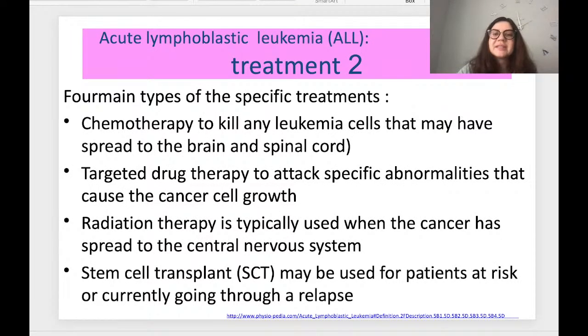Four main types of specific treatments of acute lymphoblastic leukemia include chemotherapy to kill any leukemia cells that may have spread to the brain and spinal cord. We discussed the phases on the previous slide. Moreover, it can include targeted drug therapy to attack specific abnormalities that cause cancer cell growth. Next is radiation therapy, which is typically used when the cancer has spread to the central nervous system. Stem cell transplant may be used for patients at risk of going through a relapse.